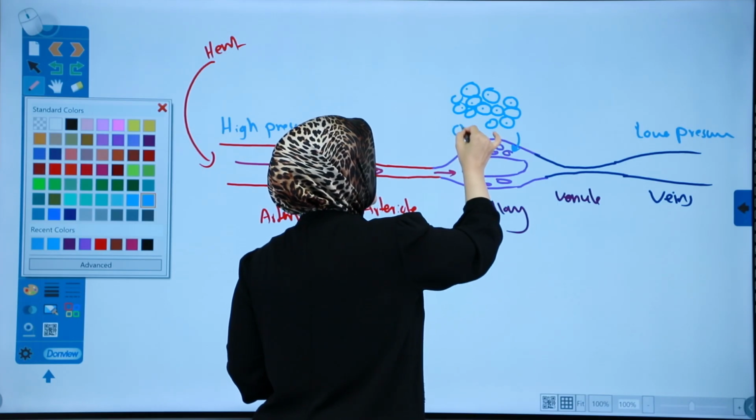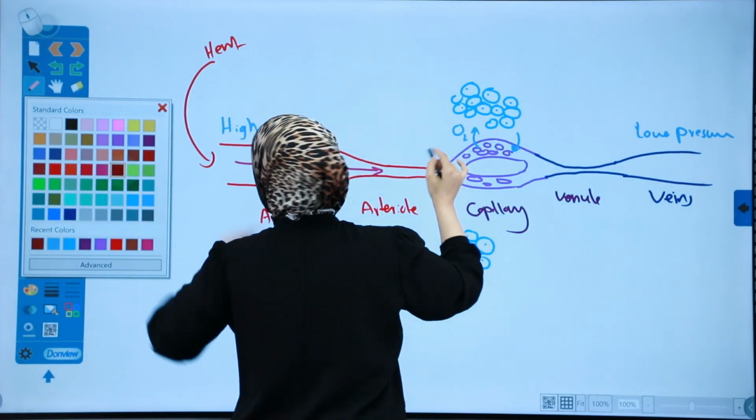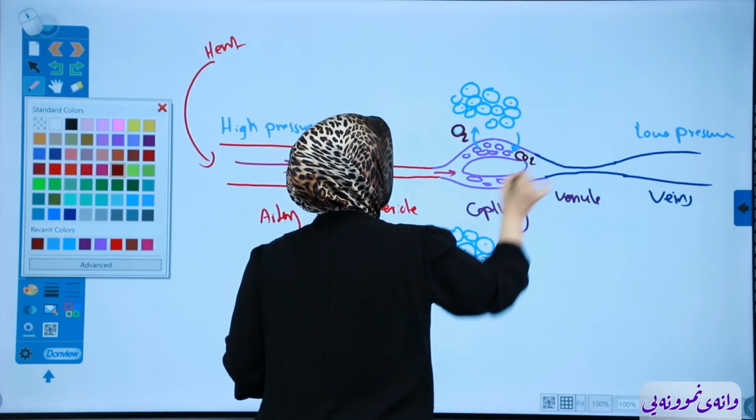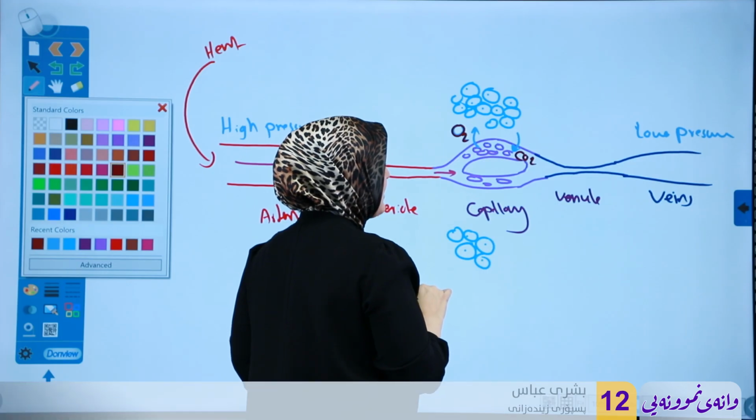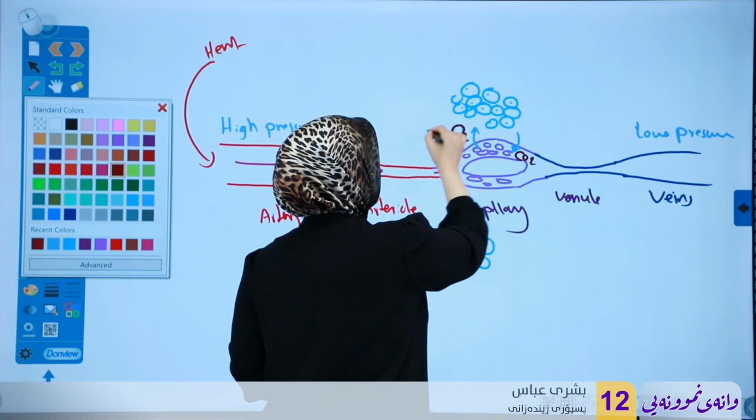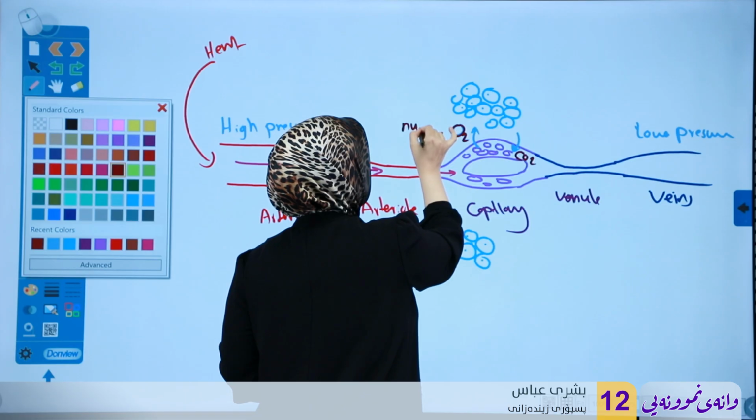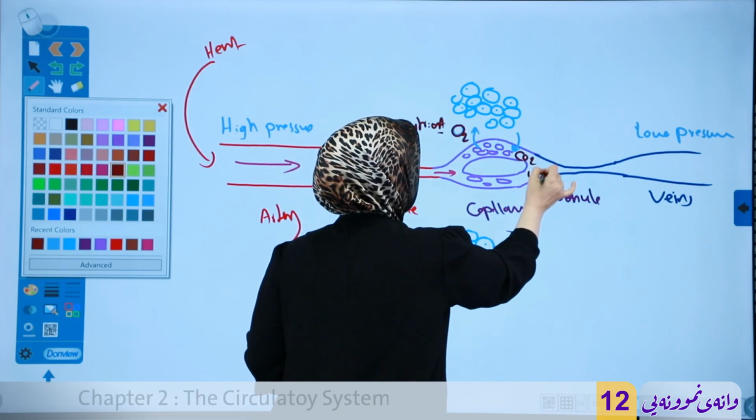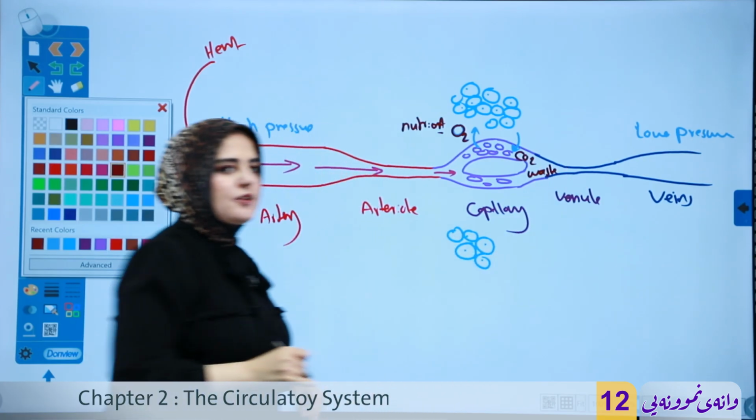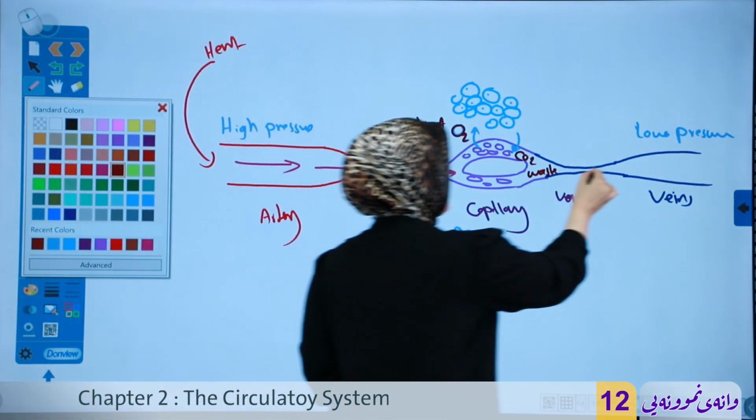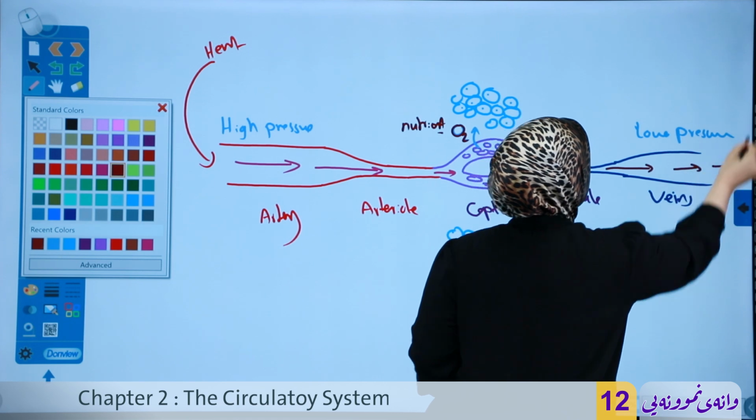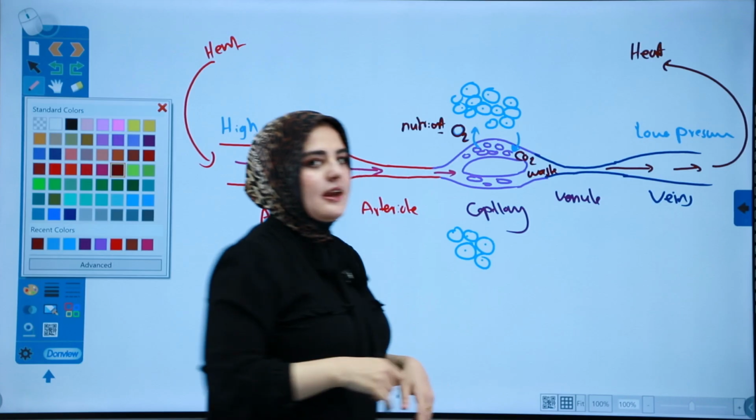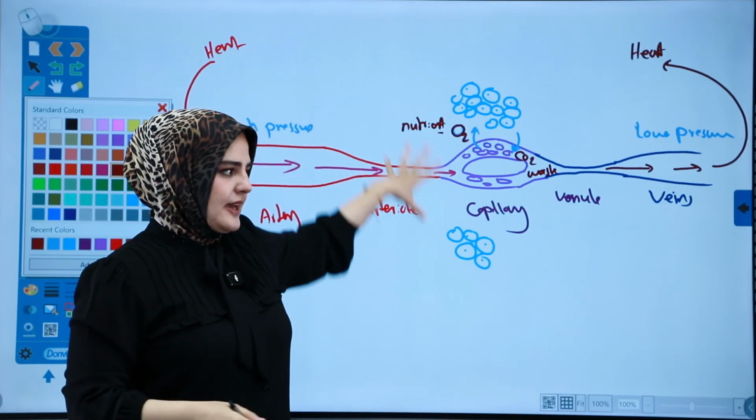See, oxygen is going to go, let's change the color. Oxygen is going to go to the tissue while CO2 is going to the capillary. Also, nutrients go to these cells while waste product is going back to the blood, which is carried later on by the vein. And the vein, of course, goes toward the heart and takes it back. Then this is the systemic cycle, by the way.